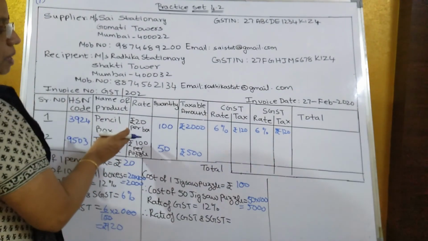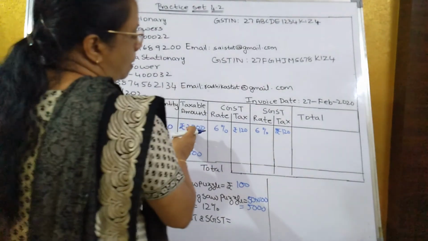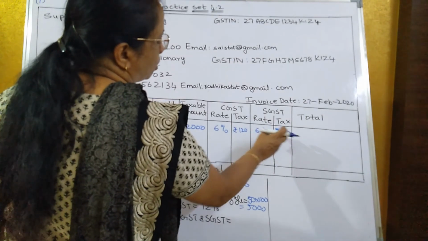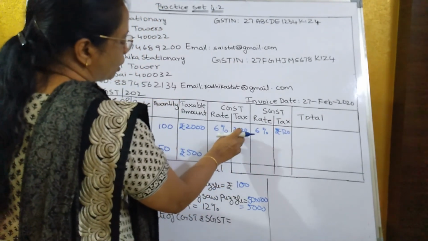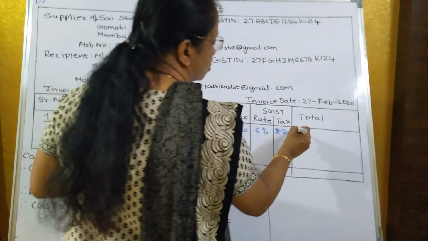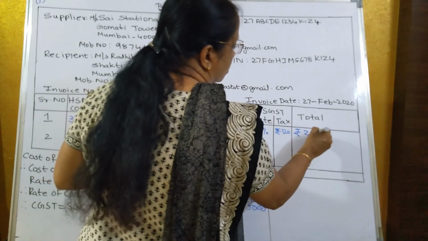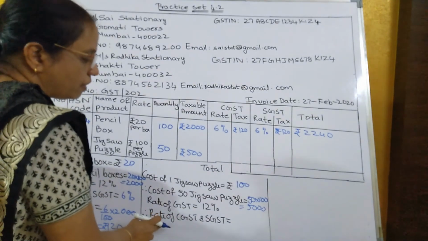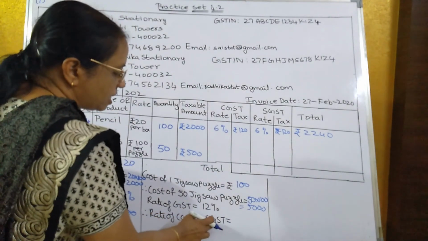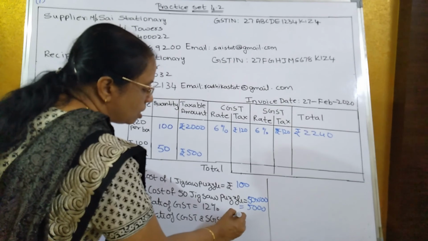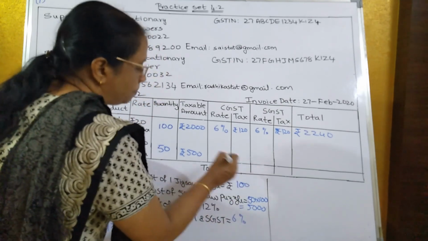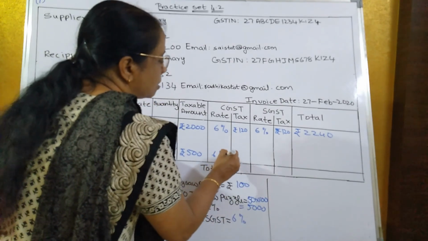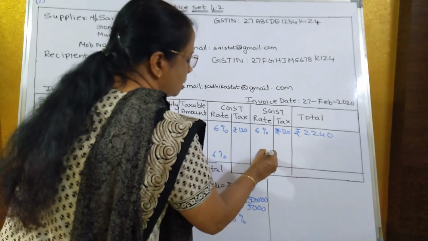So together the recipient has to pay how much? 2000 plus 120 plus 120. 120 plus 120 is how much? 240. 240 plus 2000 is rupees 2240. Now we will find out the rate of CGST and SGST. Here also it is 12%, so it will be 6% only. So this will also be 6%, and this will also be 6%.